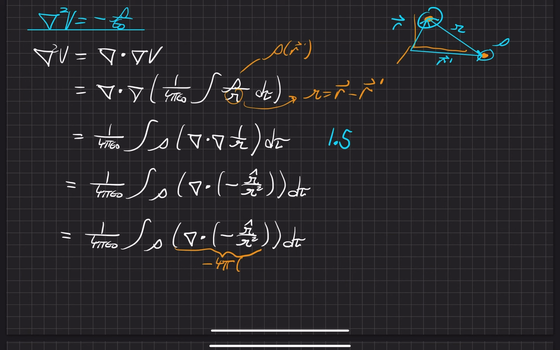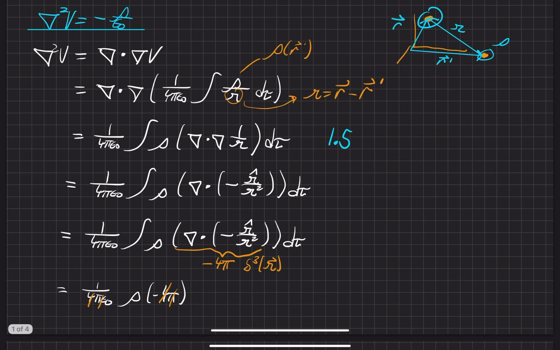So in order to capture that, it's multiplied by the Dirac delta function of the separation vector, to say this is 0 everywhere except right at the origin, where the separation vector is equal to 0. And whenever you apply that, what we end up getting is 1 over 4 pi epsilon naught times rho, and then negative 4 pi, taken right at the origin where the separation vector is equal to 0. Then you do some cleaning up: the 4 pi's cancel out, and what's left is negative rho over epsilon naught, which is exactly what we were trying to show in the very beginning.